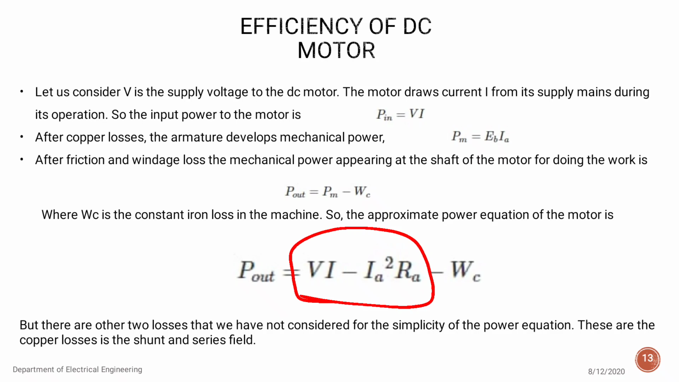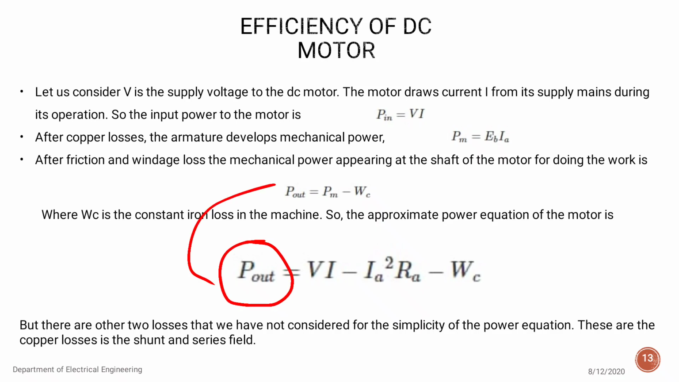Yes. Now see, the main equation, that approximate power equation P out, as it is equation we are taking as it is, so we have just replaced that value of PM, and again WC is as it is. So again there are two losses we have not considered for that equation.